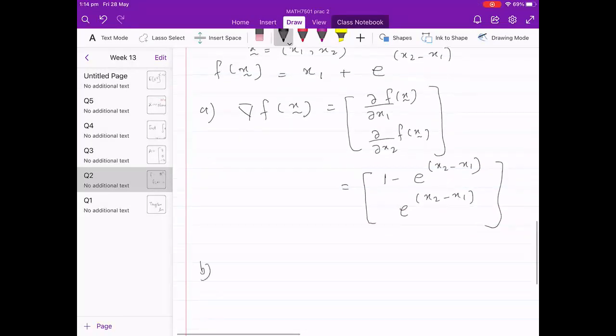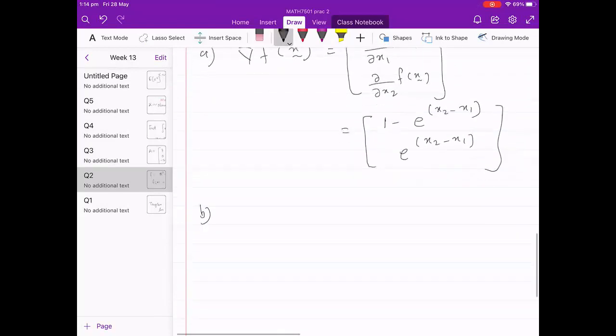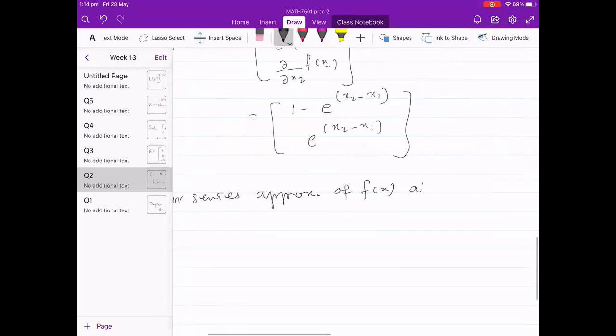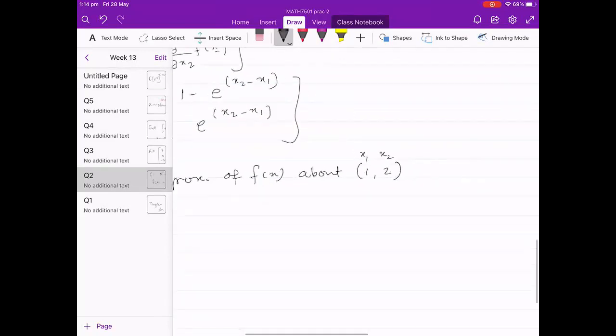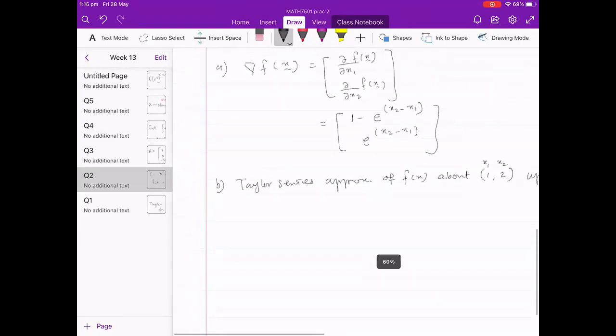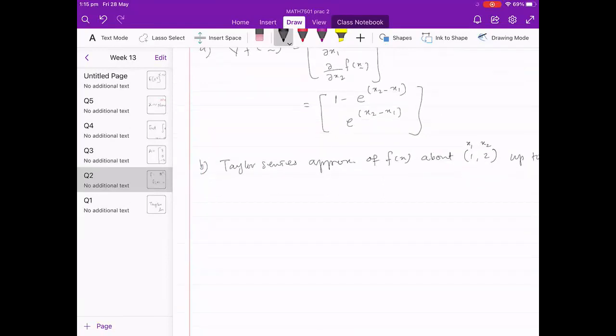Okay. Question part B: use this derivative to find the Taylor series approximation of f(x) about (1, 2). So x1 is 1, x2 is 2. You can use up to order 1. Okay, just the first two terms. How would you write this?